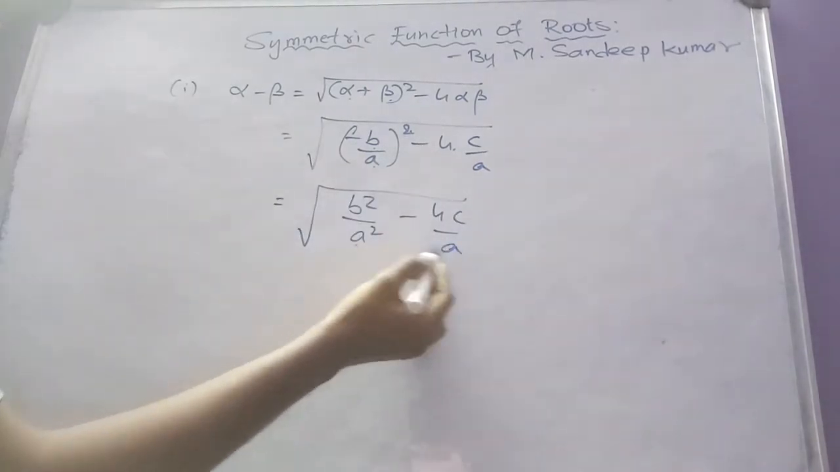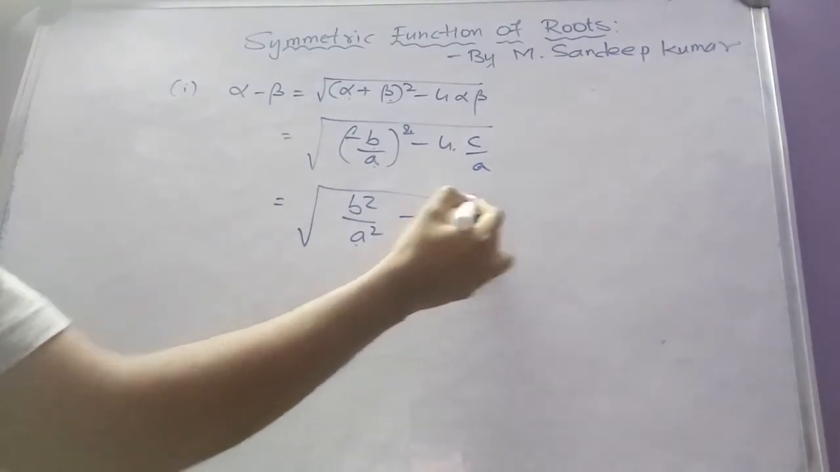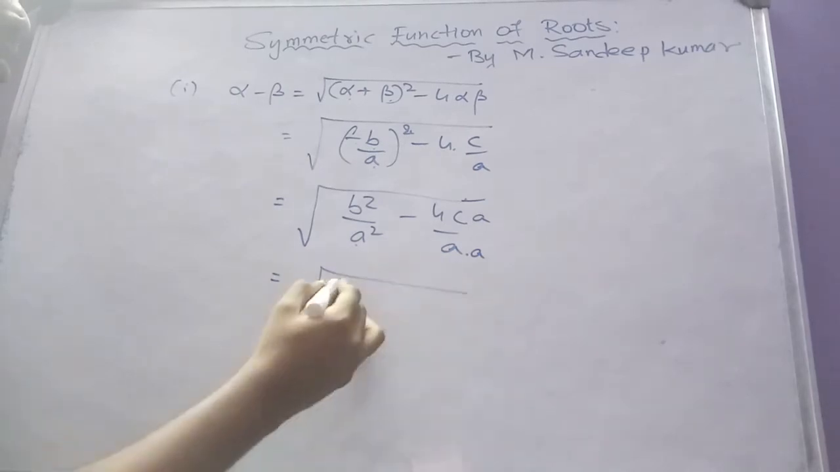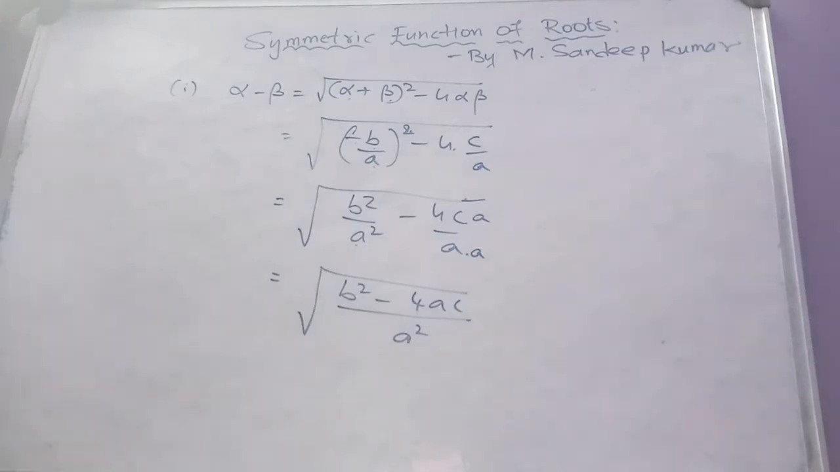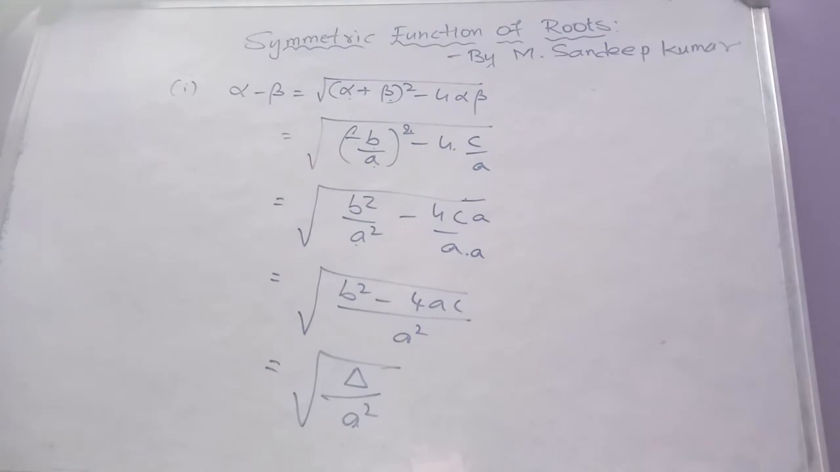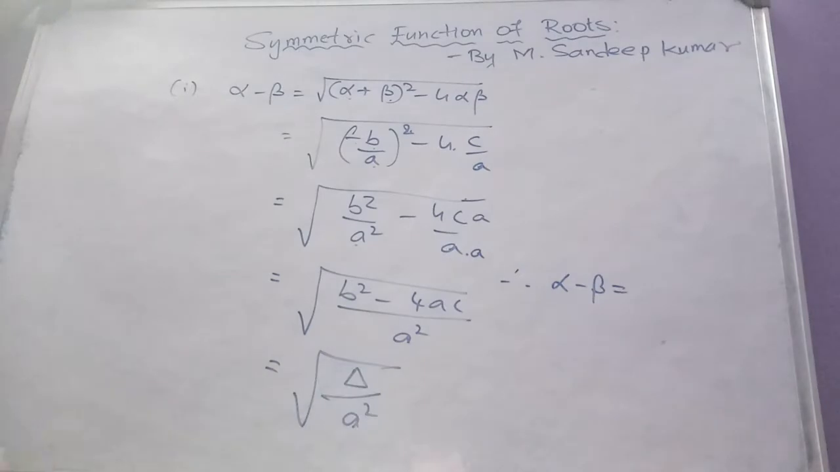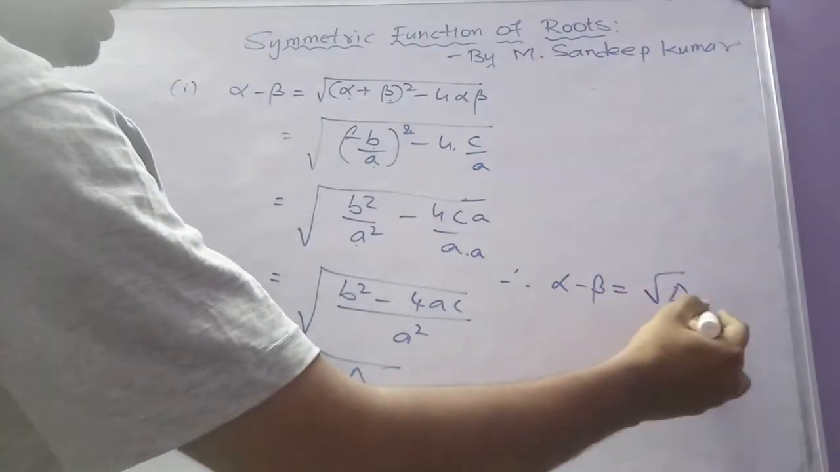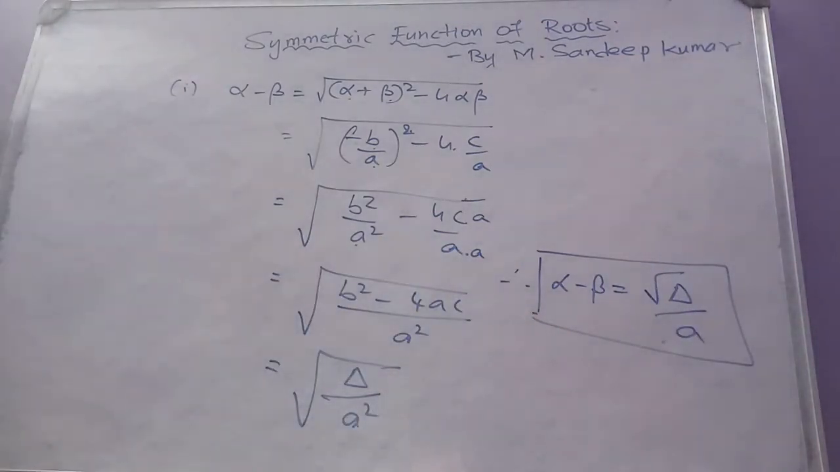Let me take the common denominator here. To get a common denominator, I'll multiply with a and a here. So it is the square root of b square minus 4ac, whole divided by a square. The numerator is clearly delta and the denominator is a square. Separate the square roots to the numerator and denominator. Therefore, alpha minus beta is root delta by a. This will be used to find the other symmetric functions.